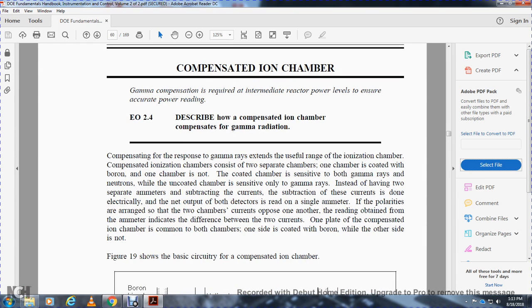Compensated ion chamber. Compensation for the gamma response extends the use of the ionization chamber over the full power range. Consider two separate chambers: one chamber that is coated with boron, and one chamber that is not. The coated chamber is sensitive to both gamma rays and neutrons, while the uncoated chamber is sensitive only to the gamma rays.